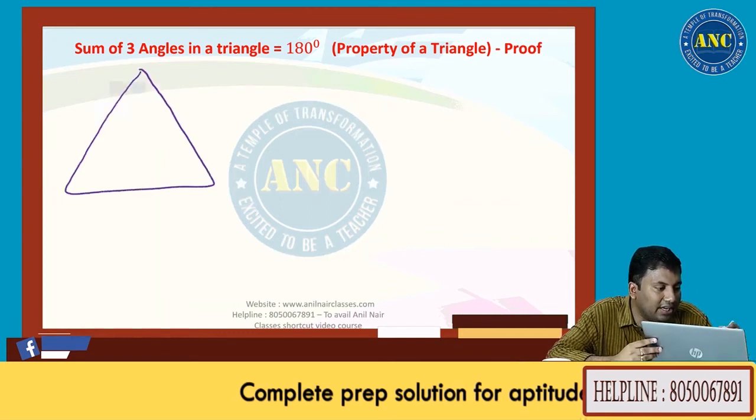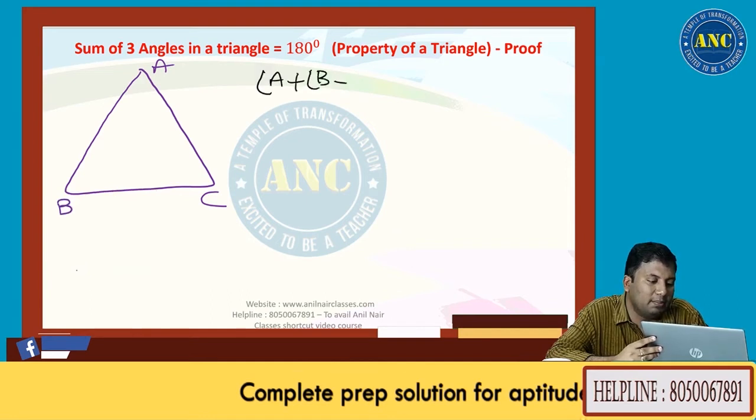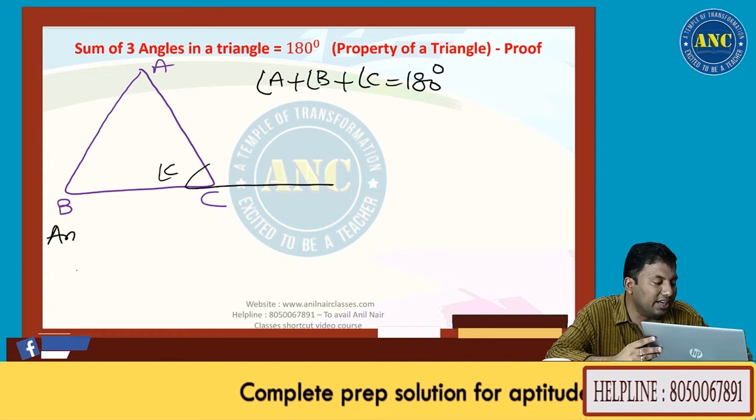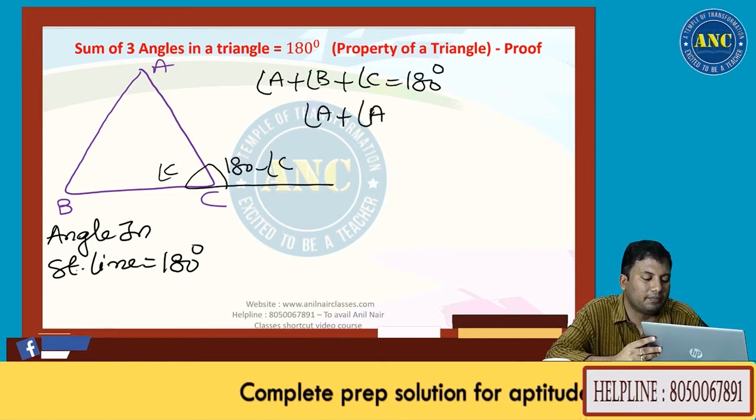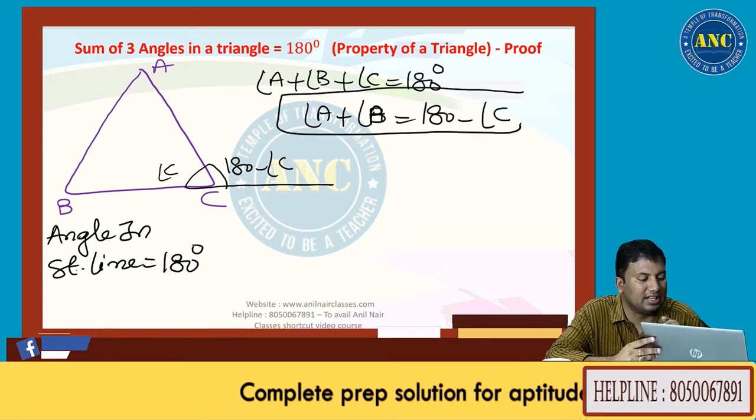Suppose I take ABC. Now see here, what did we discuss? Angle A plus angle B plus angle C is equivalent to 180 degrees. This is angle C. Angle in a straight line is 180 degrees. So if this is angle C, this will be 180 minus angle C. So angle A plus angle B is nothing but 180 minus angle C.